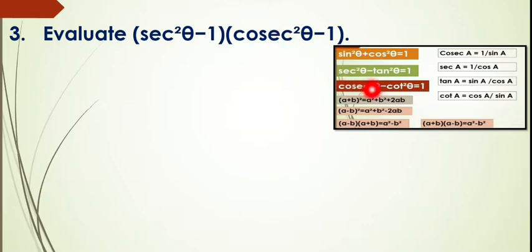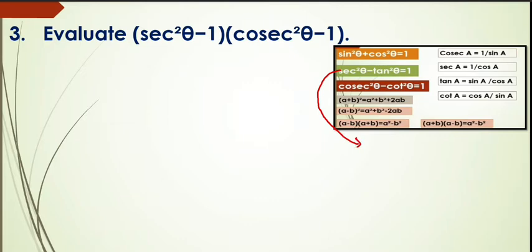There is one trigonometric identity with cosecant square theta. Just follow these identities. So from this identity we can write secant square theta, moving 1 to the left side and tan square theta to the right side. So we get secant square theta plus 1 becomes minus 1, and minus tan square theta becomes plus tan square theta. That means secant square theta minus 1 can be written as tan square theta.